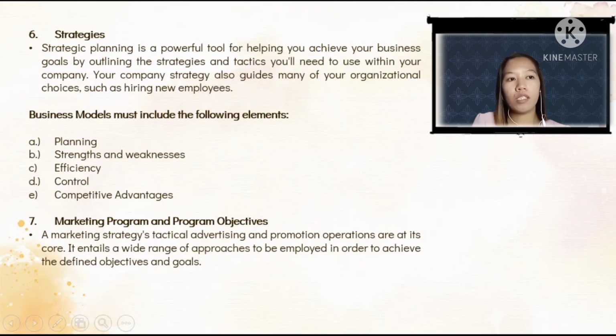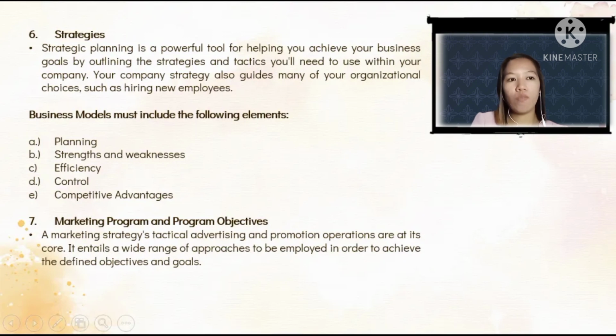Business models must include the following elements. Letter A. Planning. B. Strengths and weaknesses. C. Efficiency. Letter D. Control. E. Competitive advantage. Planning is a business approach that assists you in identifying the critical measures to take in order to achieve your business objectives.